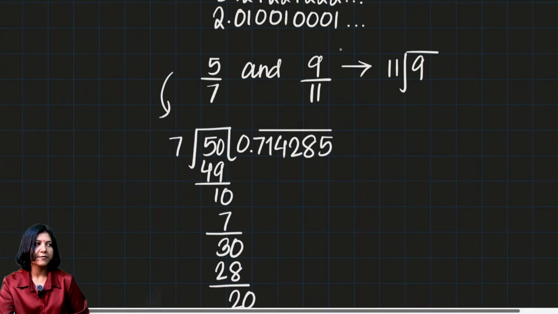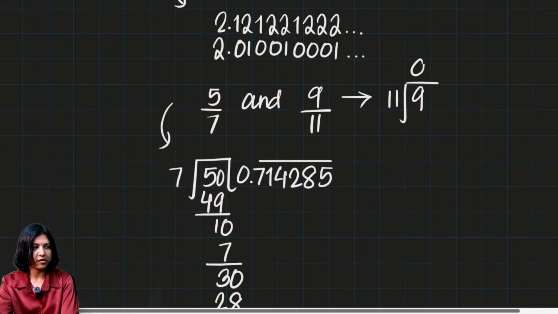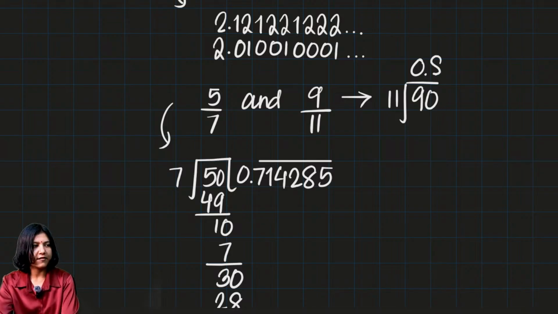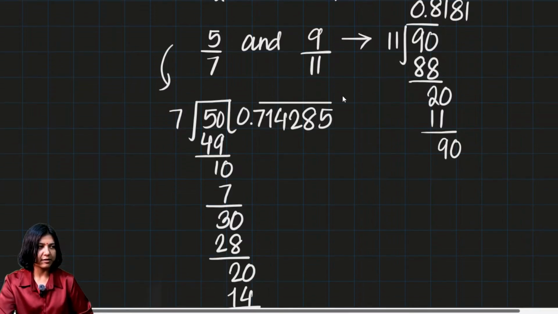All right. This one, 9 upon 11. 11 divides 9. Obviously not divisible. So I'll put 0 point and then make it 90. 11 times 8 is 88. 20. 11 times 1 is 11, giving me 9. So 90 again. So 11 times 8. You can clearly see it's just 0.81, because I'm going to get another 8 followed by 1, 8, 1, 8, 1. It will keep on repeating.